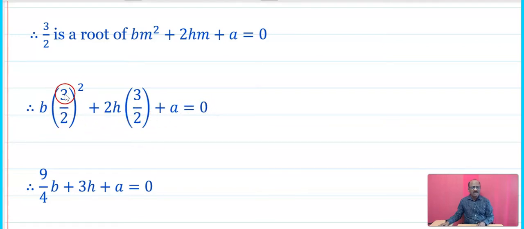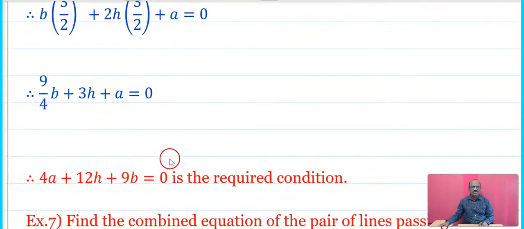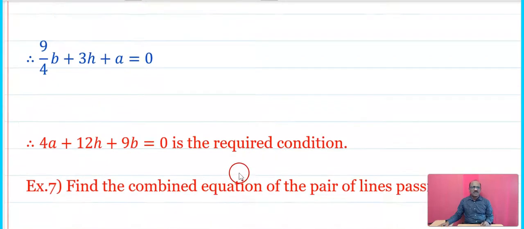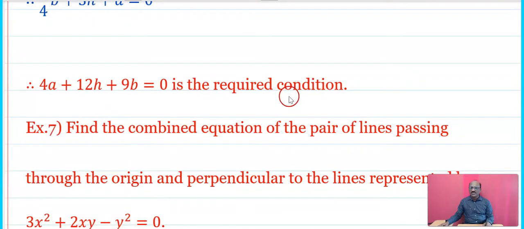The square of 3 by 2 is 9 by 4 into b, plus 2 gets cancelled, you will get 3h plus a is equal to 0, and multiply the whole equation by 4. Then you will get 4a plus 12h plus 9b is equal to 0, which is the required condition.